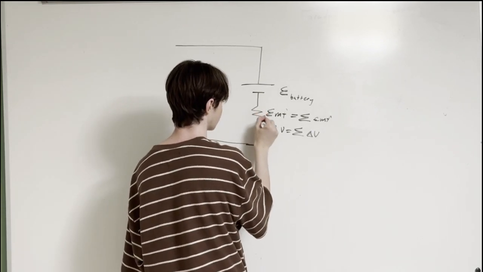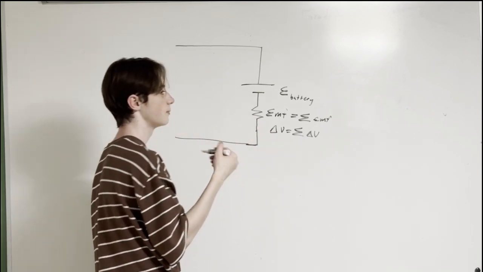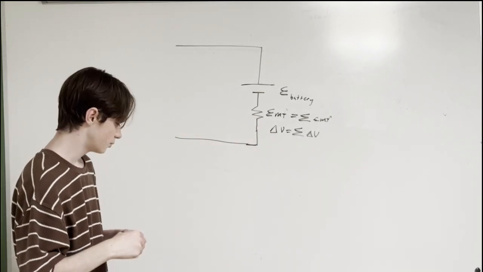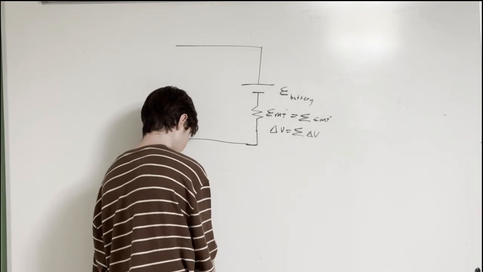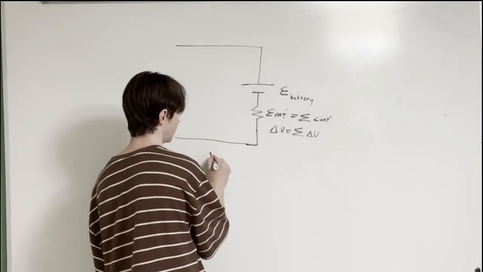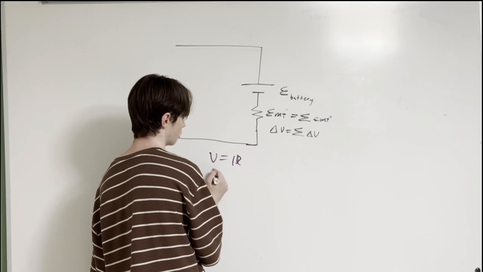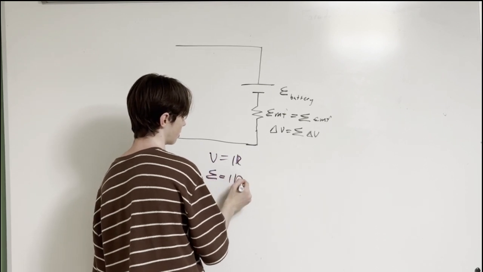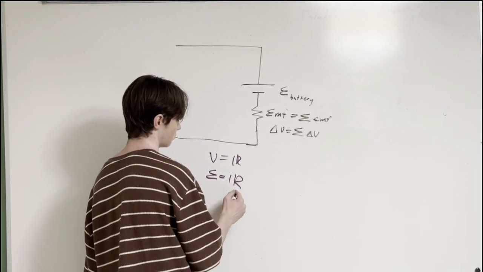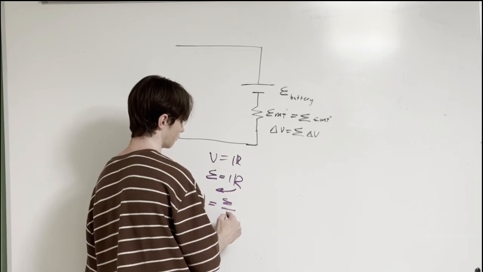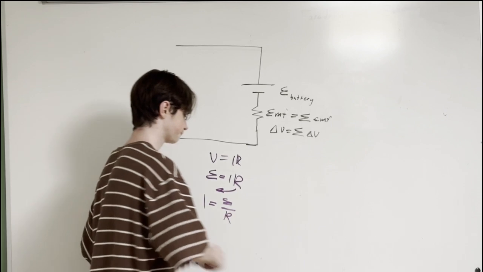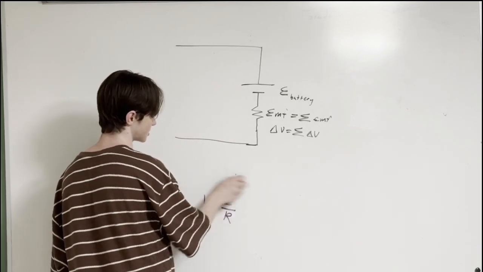So remember, when we're calculating the induced current by Faraday's law, we simply take the induced EMF and divide it by resistance, because according to Ohm's law, V equals IR, or epsilon is equal to IR. And therefore, we can just divide both sides by R, and suddenly we have I is equal to EMF over R.